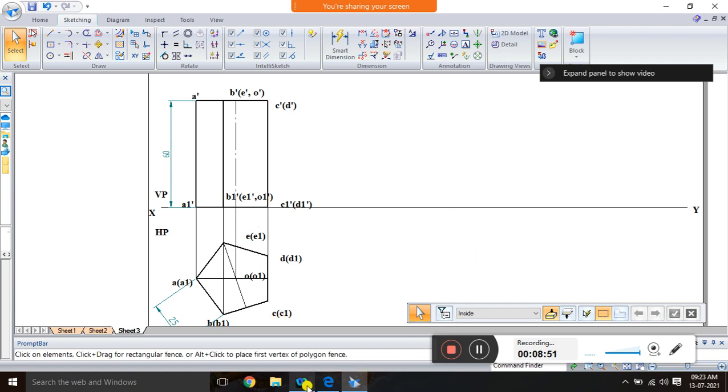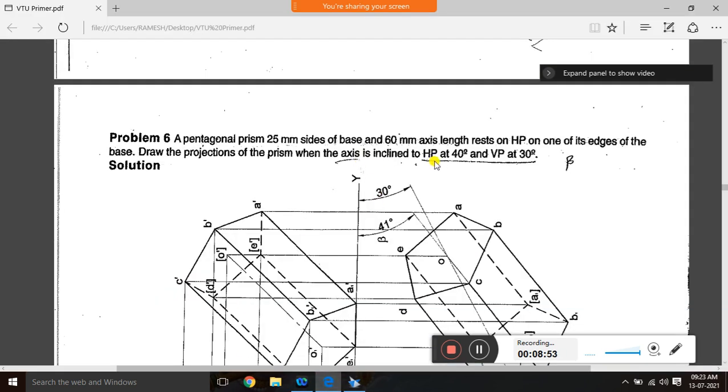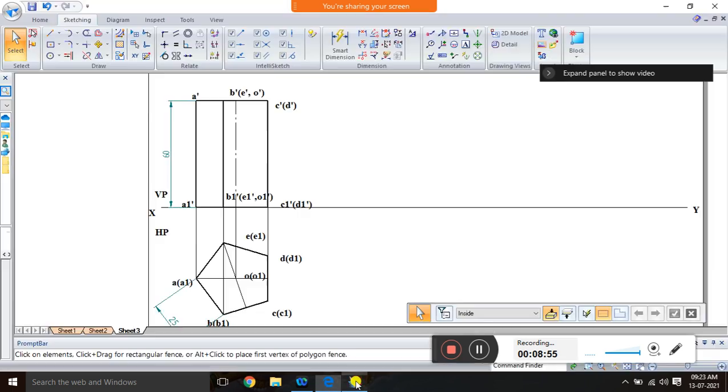So second position, HP inclined to 40 degree. Yes, you have to construct this entire thing for 40 degree. So I told you either you go with the base inclination or directly the axis inclination or edge inclination. If you go with the direct edge inclination, you have to take 40 degree. If you go with the base inclination, then you have to take 50, means 90 minus axis inclination, that gives the base inclination. So here I will explain the direct edge inclination.